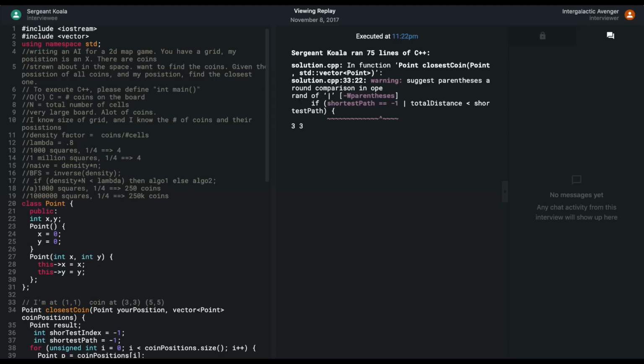So let's double check this. For example, if there's 1,000,003 coins, then the inverse of the density is going to be a million. It's going to be some tiny little thing. Yeah, I think that'll work. I think that's right. There you go. No, that's really good.